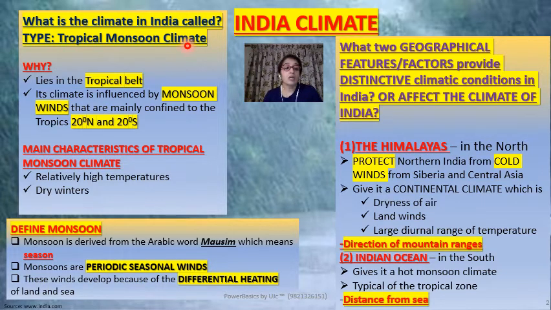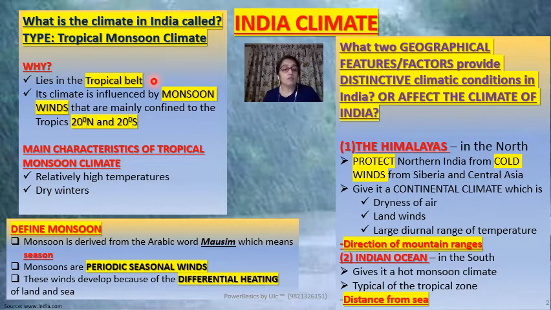So one would ask, why is it called so? You could have this question also asked in the exam. Why is India called a place where you have the tropical monsoon climate? Well, India lies in the tropical belt, in the tropics. India lies above the equator, and the Tropic of Cancer passes through India.